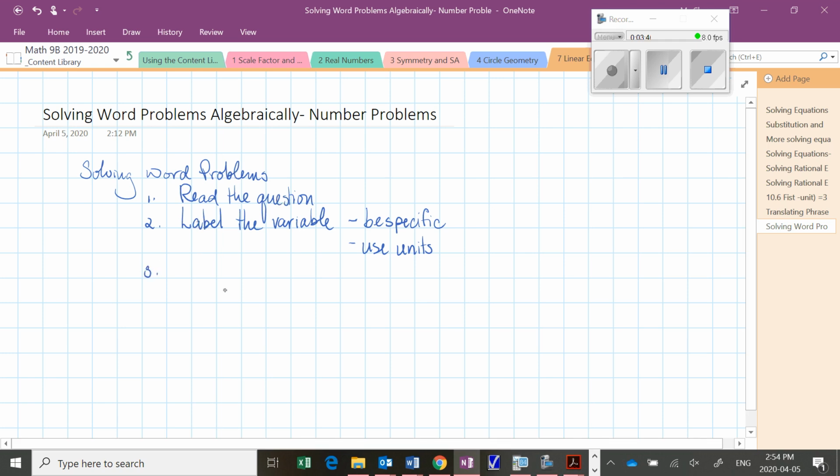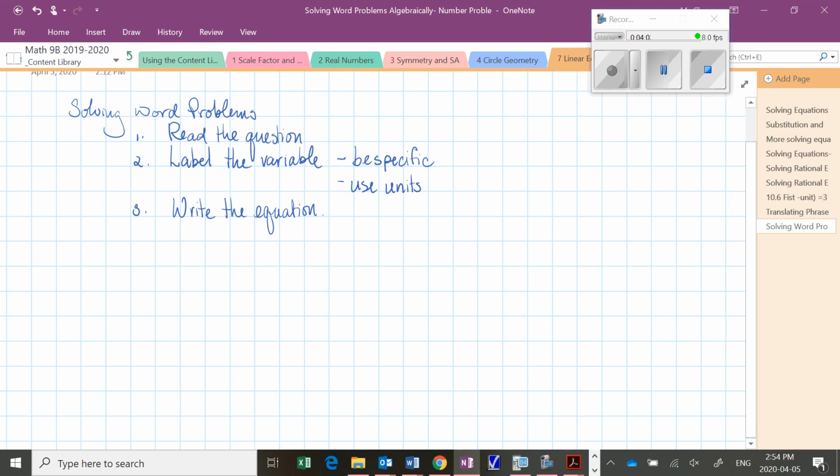So that is part 3, to write the equation. The equation essentially should tell a little story. If you've labeled your variable really clearly, then your equation actually tells a story, and all of the units, where applicable, match up as well. Once we've written our equation, I know we've gotten really good at solving, so we're going to solve the equation.